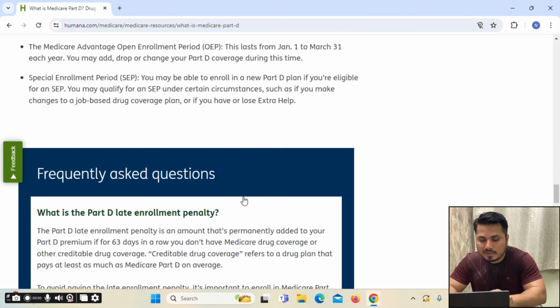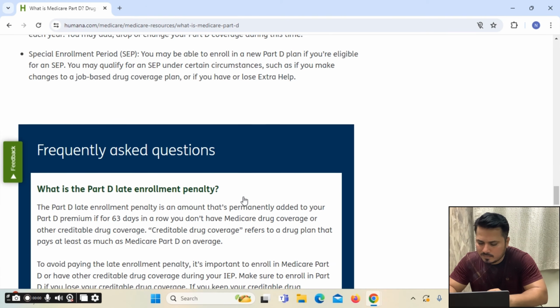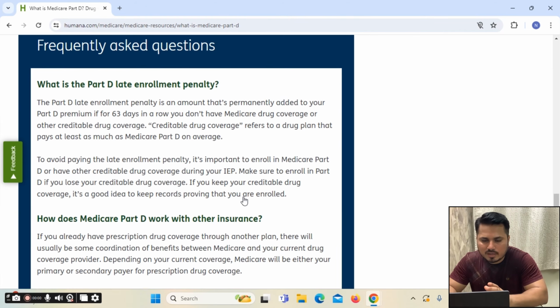Special Enrollment Period (SEP), you may be able to enroll in a new Part D plan. If you are eligible for an SEP, you may qualify under certain circumstances, such as if you make changes to a job-based drug coverage plan, or if you have or lose extra help. Now, these are the frequently asked questions.